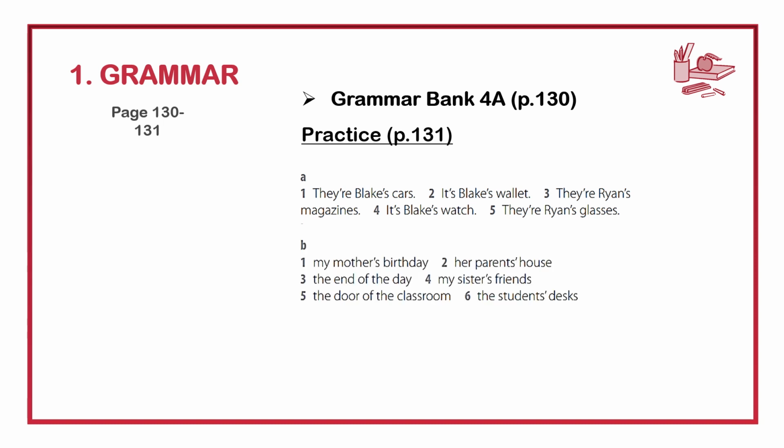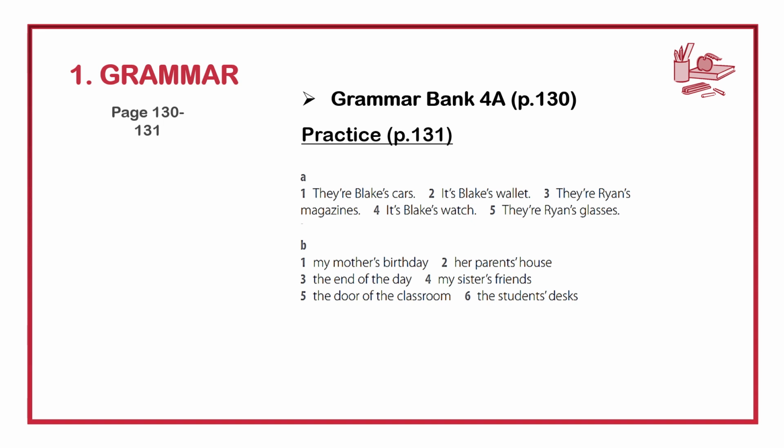Let's check them. Number 1, it's my mother's birthday. 2, that's her parents' house. So it would be the second one. S comes before apostrophe for a plural word. 3, I'm tired when I go home at the end of the day. Number 4, those are my sister's friends. Number 5, the door of the classroom is open. And number 6, those are the students' desks.